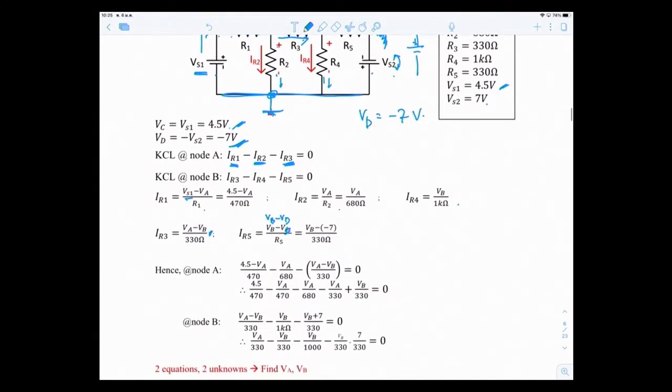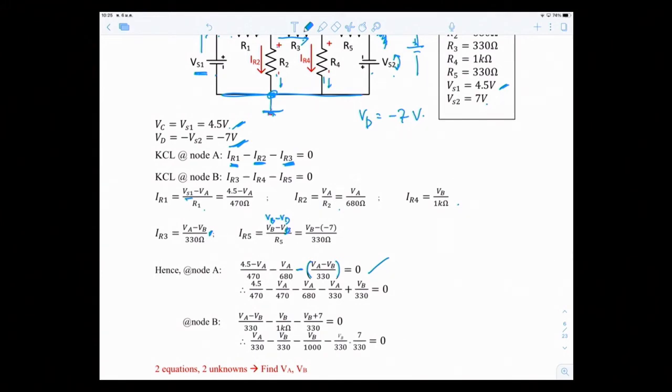So from node A, these are the equations: IR1 minus IR2 minus IR3. Please be careful when you have a minus sign and you have to do subtraction. Please write down the parentheses, so you won't make a mistake when you solve the problems.